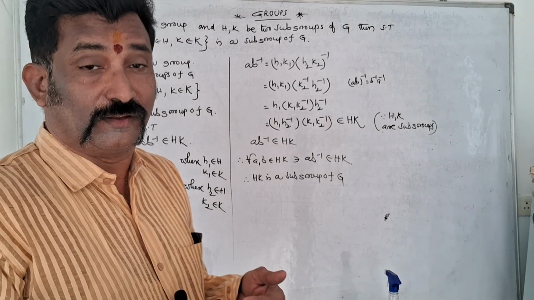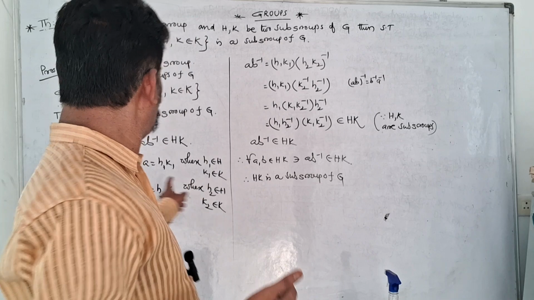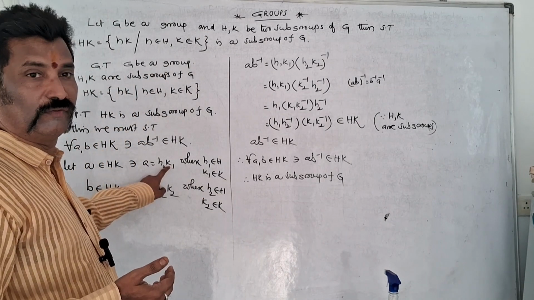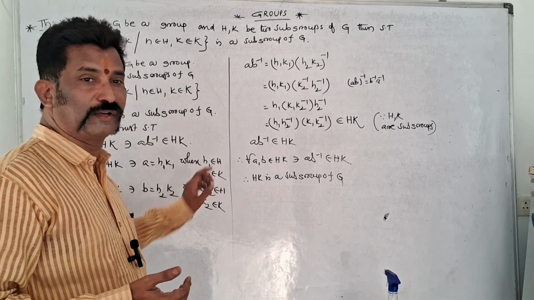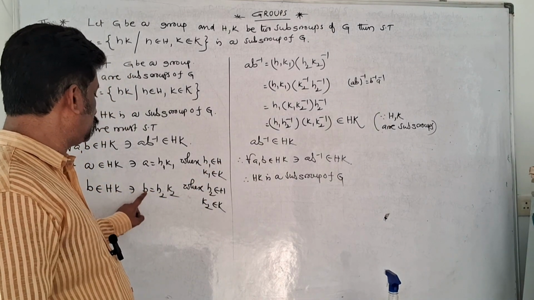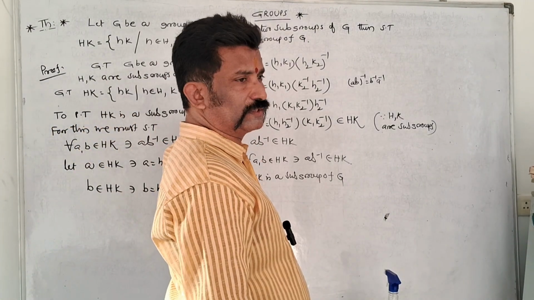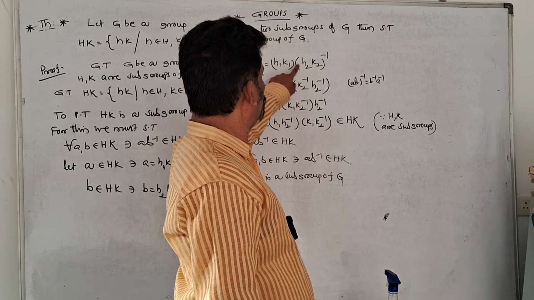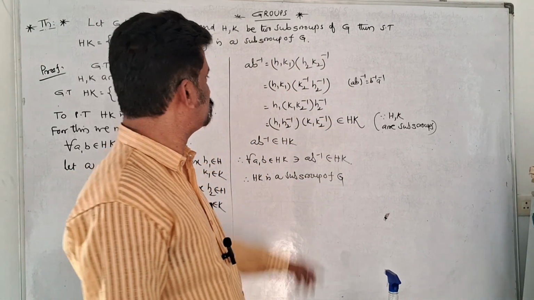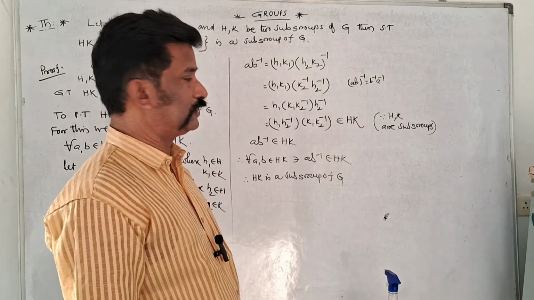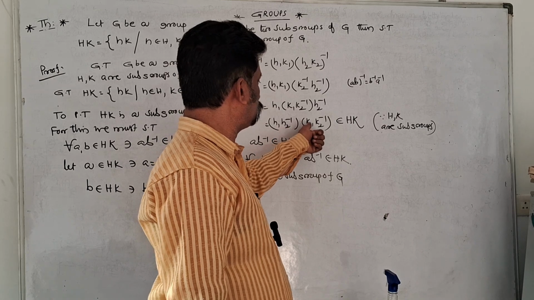So a belongs to HK. What is the value of a? That is very important. a is equal to h1 k1, where h1 belongs to H and k1 belongs to K. Now b belongs to HK such that b is equal to h2 k2, where h2 belongs to H, k2 belongs to K. Now ab inverse directly: h1 into k1 and h2 into k2 whole inverse. So ab whole inverse is equal to b inverse into a inverse, that is k2 inverse into h2 inverse. Now this can be rewritten as h1 into h2 inverse into k1 into k2 inverse.